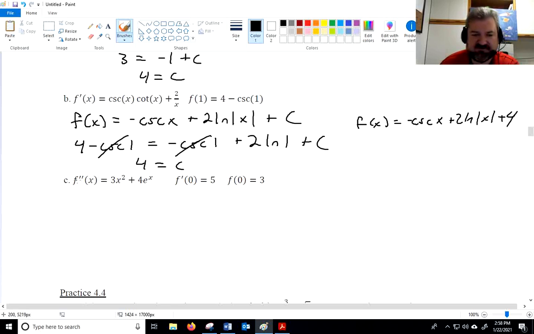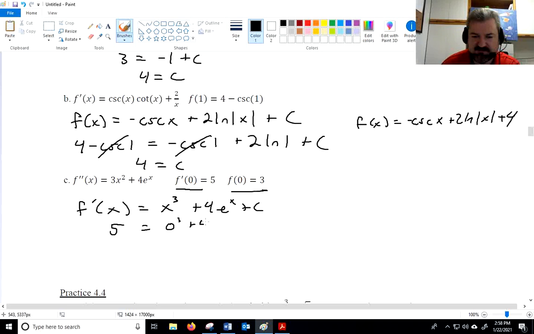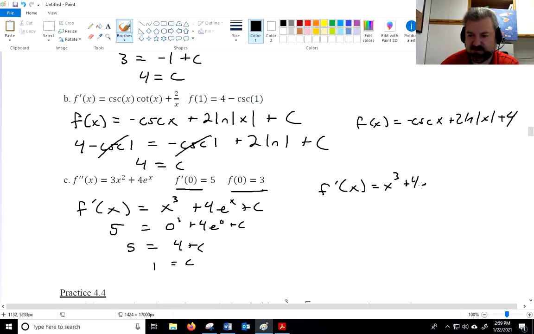All right, now in this next one we have a second derivative differential equation, so I need information about the derivative and the original. We'll integrate to get the first derivative, and I get x cubed over 3 times 3 will cancel, plus 4e to the x plus c. I'll replace f prime with 5 and put a 0 in for x. Now recall that e to the 0 is 1, so this becomes 4 plus c, so c equals 1. So that tells us that f prime of x is equal to x cubed plus 4e to the x plus 1.